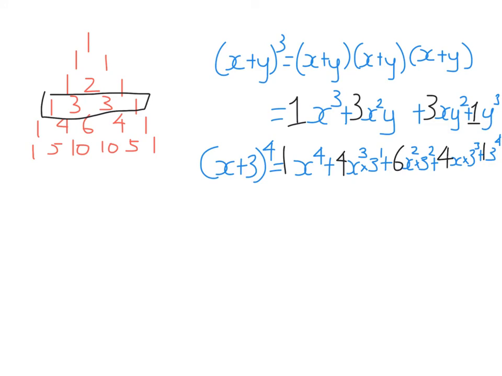So just cleaning this up a bit, this time because there are numbers. The first term is x to the power of 4. The second one will be 4 times 3, which is 12, so it'll be 12x cubed. The next term will be 6 times 3 squared. 6 times 9 gives me 54. The next term is 4 times 3 cubed. 4 times 27 is 108. And the last term is 3 to the power of 4, which is 81.